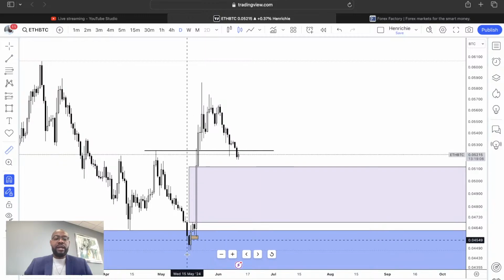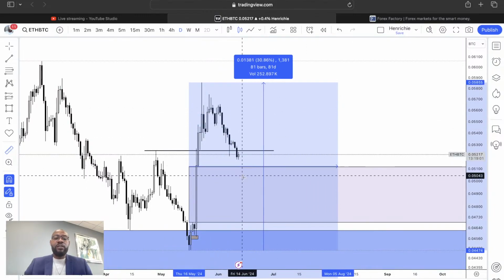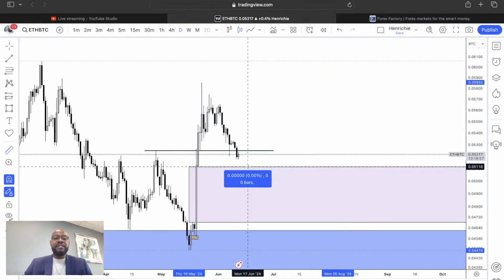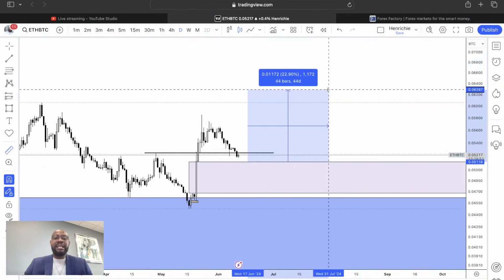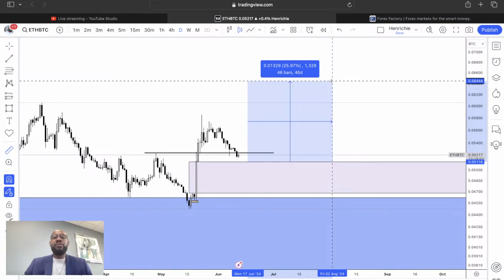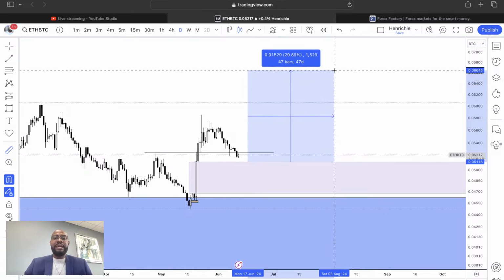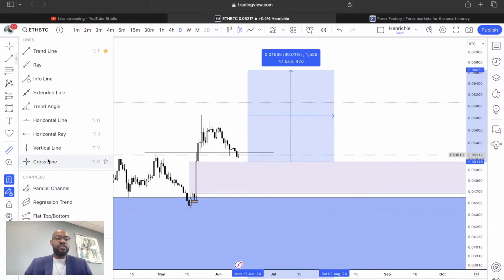And right here, if we're measuring from this low to this high, that's 30%. So once price is in this inefficiency and we do see an expansion from there, I'll be anticipating to see another 30% move to the upside minimum. It can do more than that. It can do 40%. At least it's going to do a 30% move to the upside. That would be my target. And right here is the target I'm talking about.